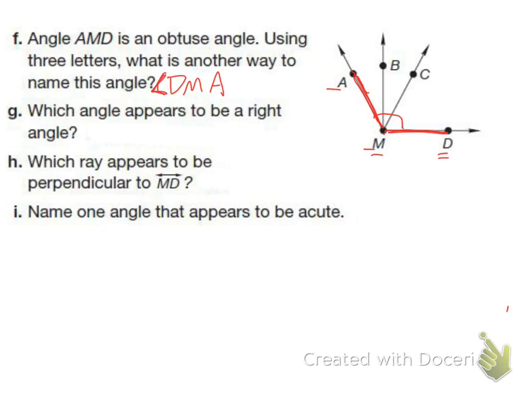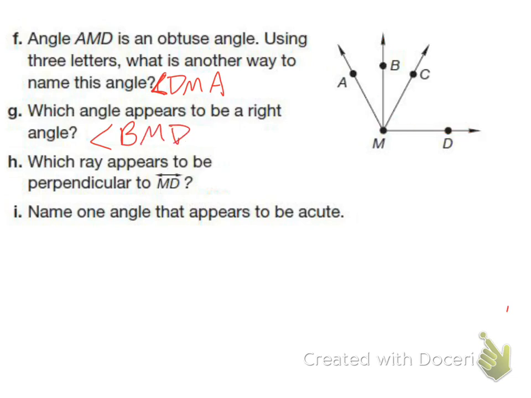Okay. The next question says, which angle appears to be a right angle? So if I look at my lines, right angles are perpendicular. So it looks like BMD is a right angle. So I would say angle BMD.